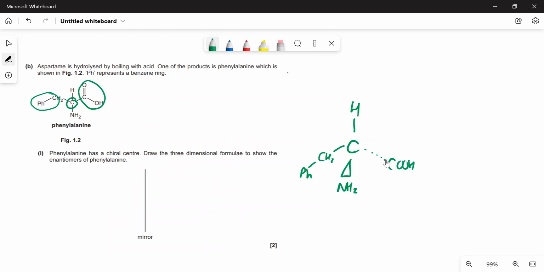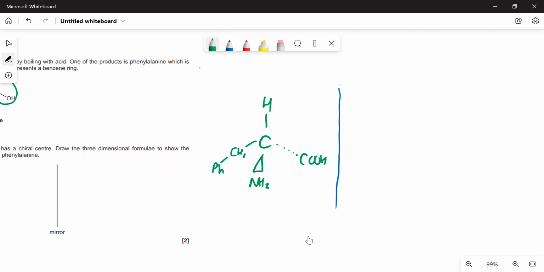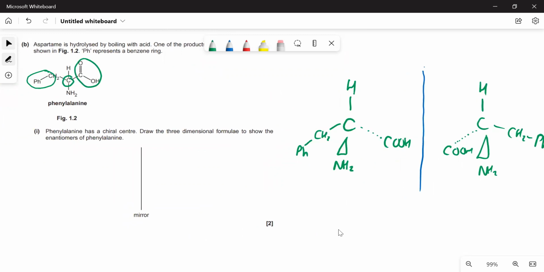Okay, so we're going to draw the mirror image of that. There is our imaginary mirror. And all we've got to draw is the reflection of that. So we want the carboxylic acid going into the plane of the paper there, the amine coming out, the CH2 phenyl group here, and then the hydrogen at the top there. So there's the 2 enantiomers, the 2 non-superimposable mirror images of phenylalanine there. Okay.